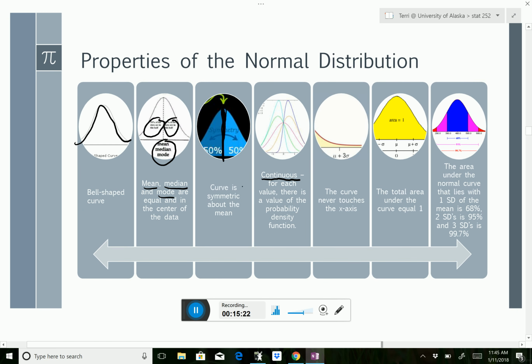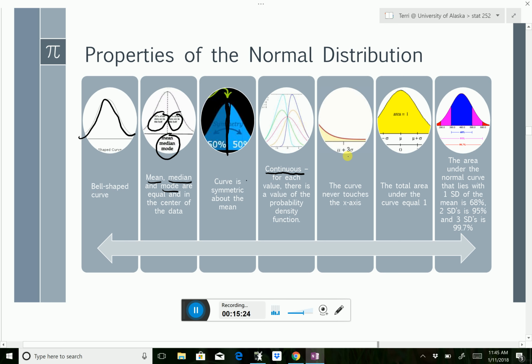The curve never actually touches the x-axis. So you see down here, I got a mu plus 3 standard deviations away. It gets very close, but it never touches. It gets infinitely close to 0, but 0 is an asymptote. So it has a horizontal asymptote at y equals 0. So the total area under the curve equals 1.